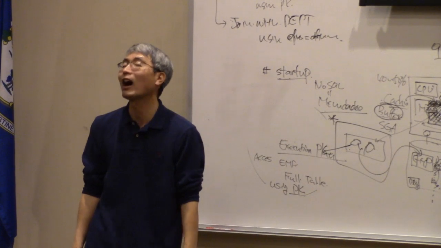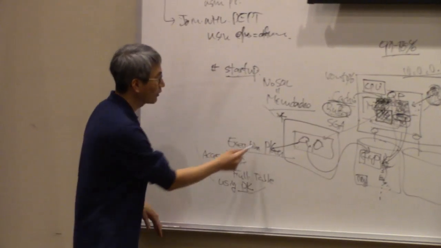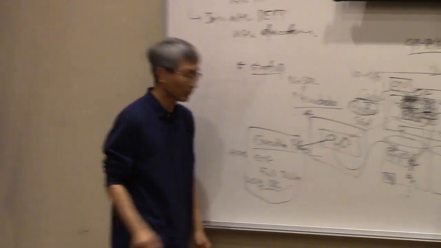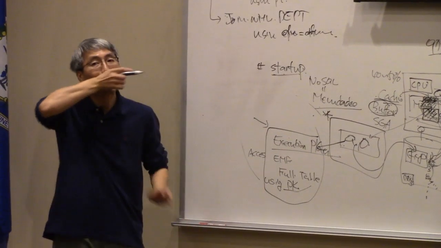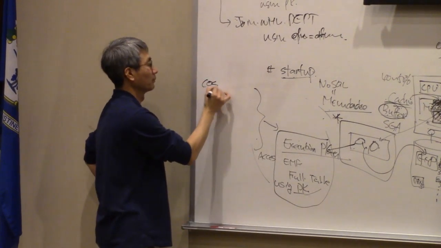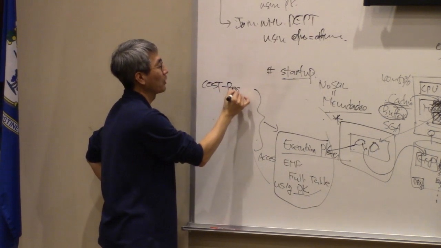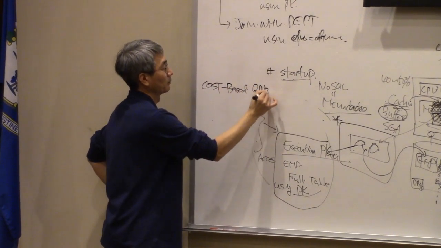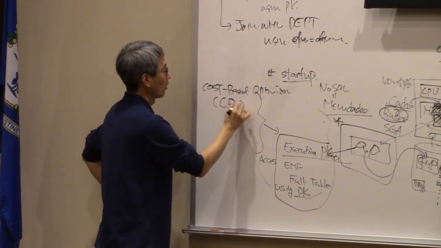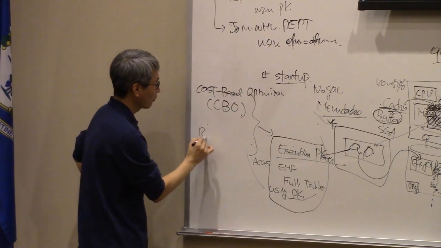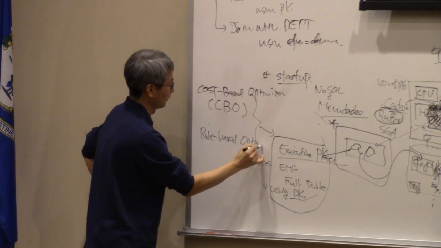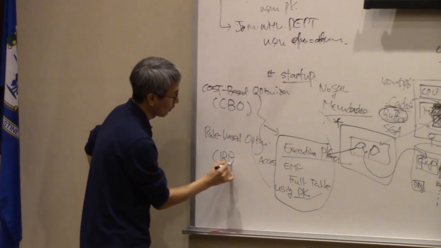the next class. How the DBMS finds the best path to access the data. Okay? The simple idea is what? There are two ways. One is the cost-based optimizer, called the CBO. And another one is the rule-based optimizer, called the RBO.